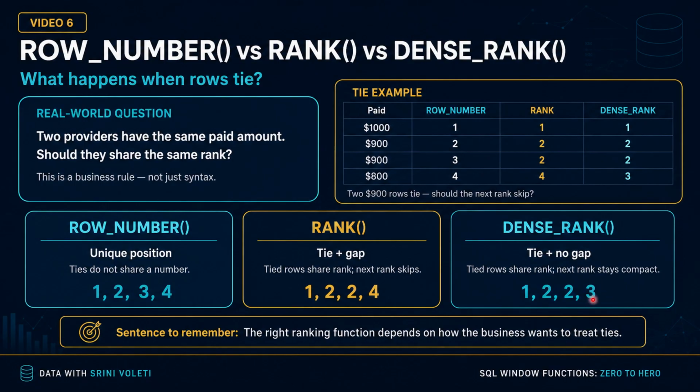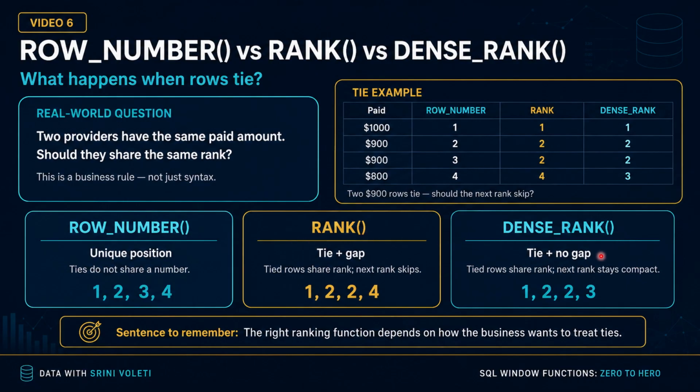One important warning before we go to SSMS: if the business wants ties to remain ties, do not accidentally hide the tie by adding an extra tiebreaker too early. Tiebreakers are great for row number when we need one exact row, but for rank and dense rank, the tie itself is often the whole point.